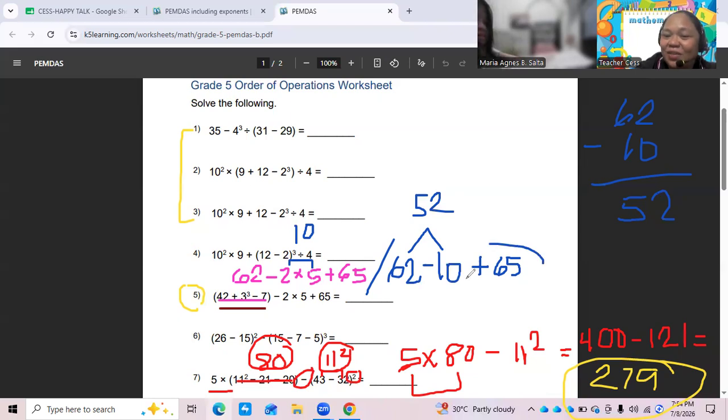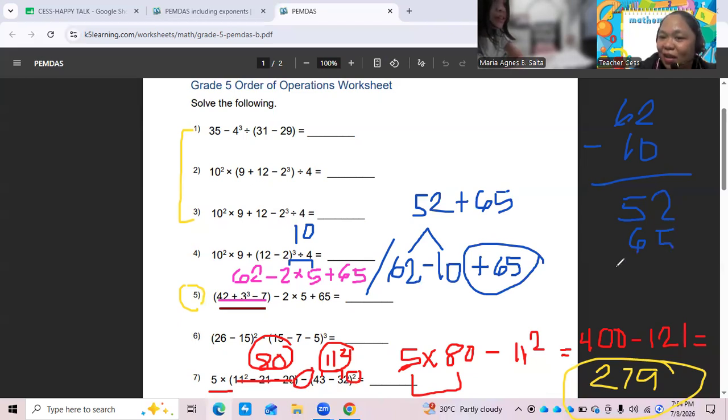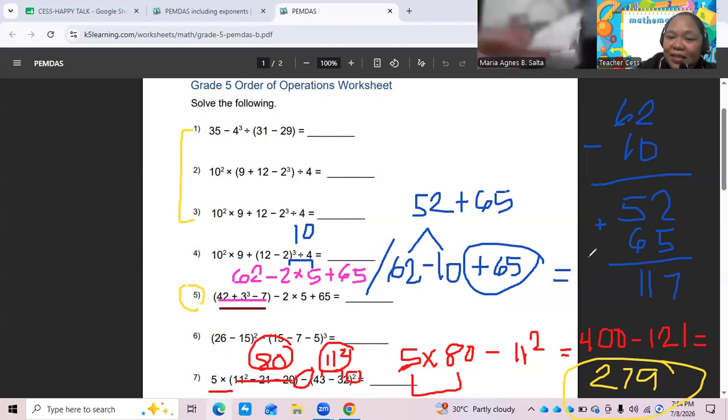What is the remaining operation? Addition. You will just add the 65. Can you add this? I think we need more exercises in addition and subtraction. 117. Let's see. You will start from right to left when you are adding. 117, that is correct, because 2 plus 5 is 7, and 6 and 5 is 11. So the final answer for this number is 117.